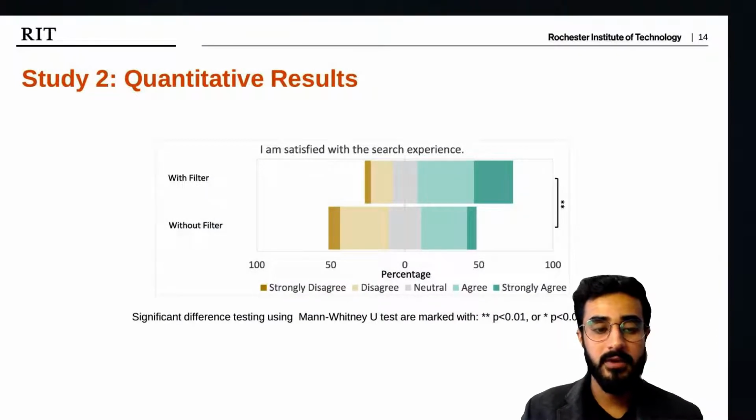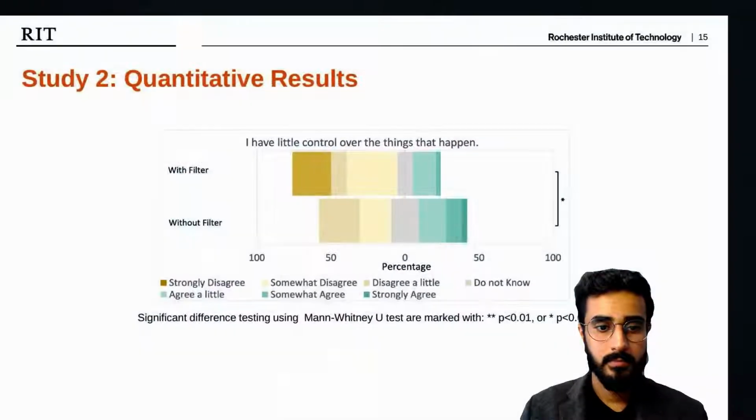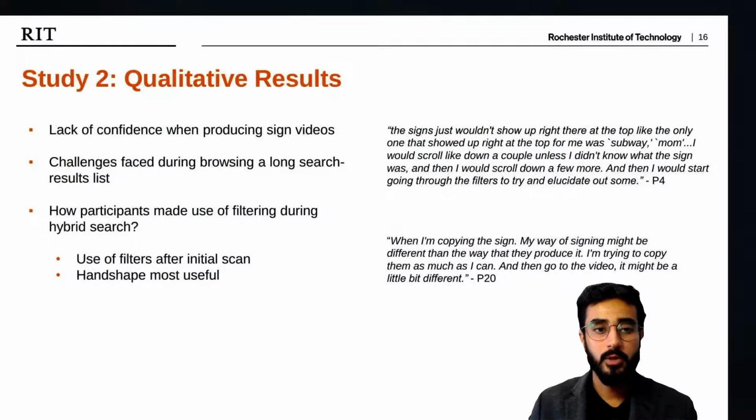So the users preferred the hybrid search interface with filtering options, and they reported better search experience when interacting with that system. They also thought that they had a greater sense of control over what was happening when they were using the hybrid search interface as opposed to the search by video system. For more results, please refer to our paper. We also got some more qualitative feedback.